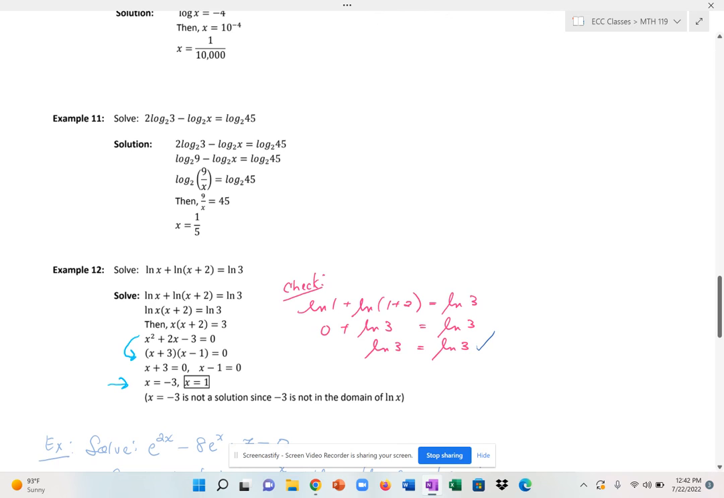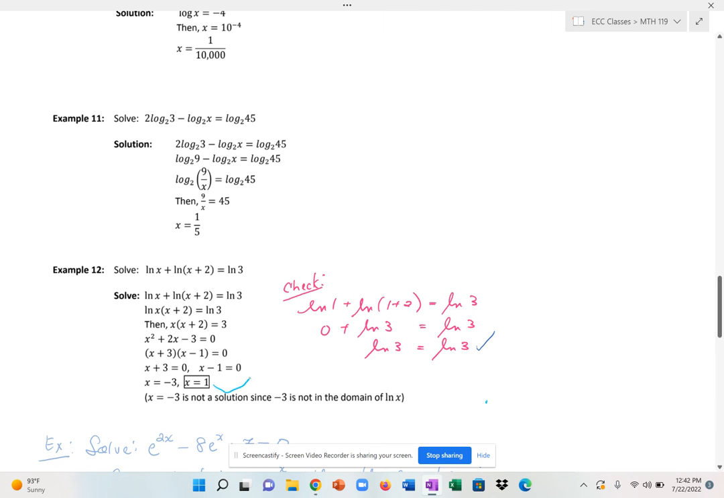So the reason why a box is around the 1 and not the negative 3 is because x equal to negative 3 is not a solution since it's not in the domain of ln of x. The domain of any logarithm of any base is all positive numbers. So if you took the natural log of negative 3, try putting that into a calculator, it should give you a message that either says error. Some might be more specific and say domain error. It simply does not exist at x equal to negative 3 or any negative number.